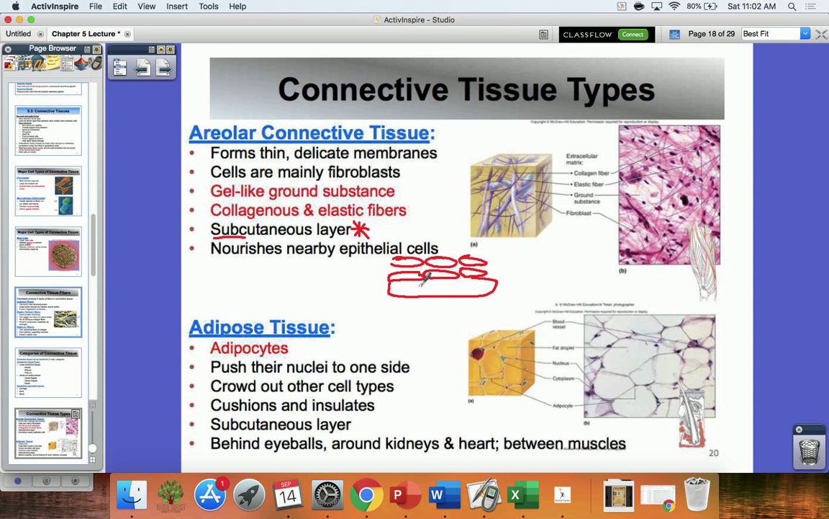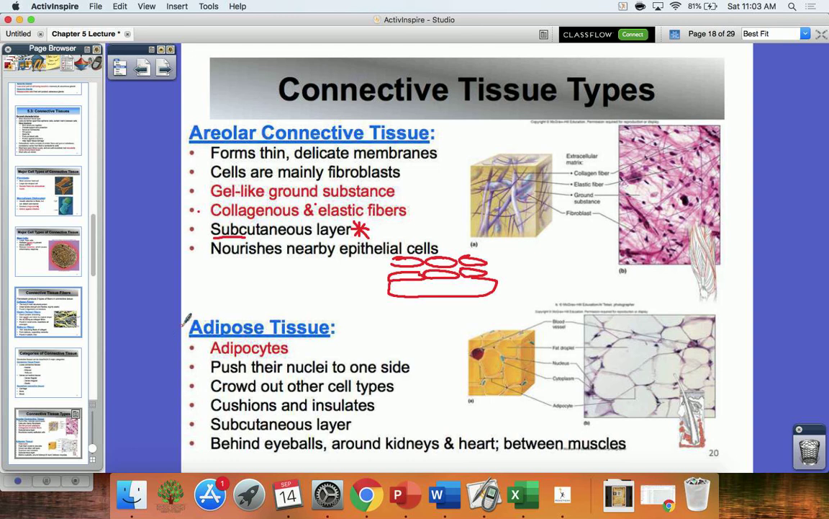If you notice, there are lots of fibroblasts here, specifically collagen and elastic or elastin fibers. So we have those very strong fibers and those very flexible fibers that are found in this type of connective tissue. Then we have adipose tissue.